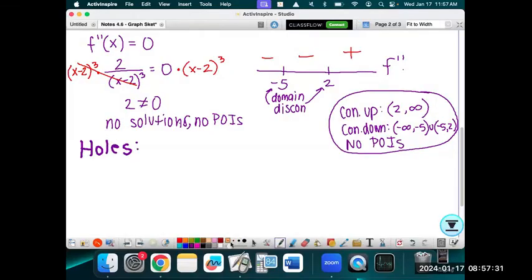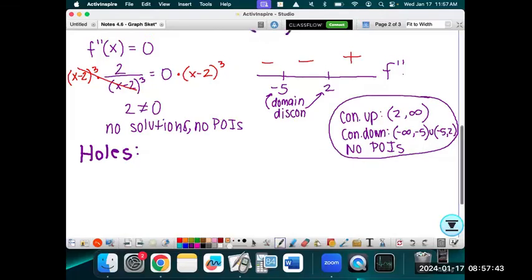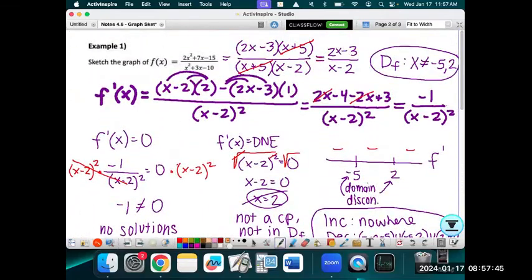So let's say that you are working with a function that doesn't have a hole. If you know that right off the bat, you could just write none right next to this, and it helps me know that you at least considered the possibility of there being holes before just shooting it down. However, for this function, there is a hole.